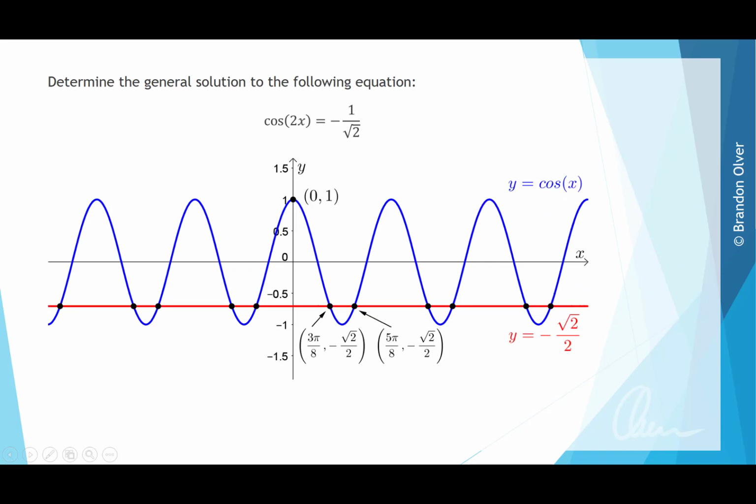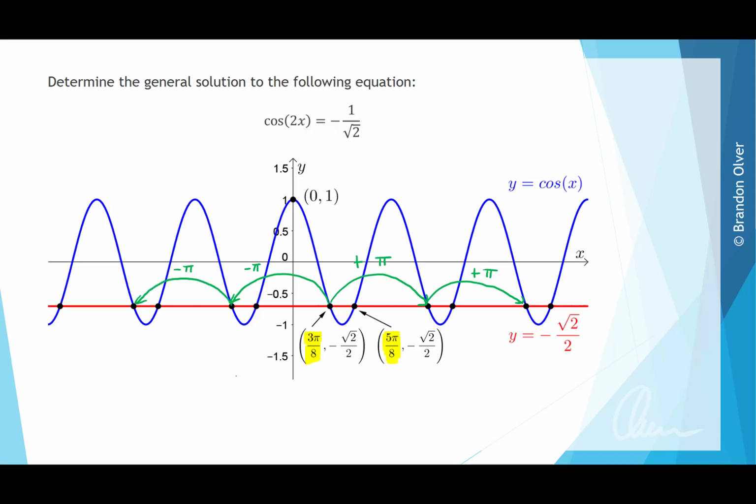So on this slide, we've got a computer to graph cosine of x in blue and y equals negative root 2 on 2 in red. So the points of intersection have been marked with little black dots, and this is 3 pi on 8, and 5 pi on 8, which were the two specific solutions we found within the first period of the graph. And hopefully you can see that if you go one period further on, so if you add pi, you get another solution, and if you add pi again, you get another solution, or if you were to subtract pi, you'd get another solution, or subtract pi again, and here's another solution.